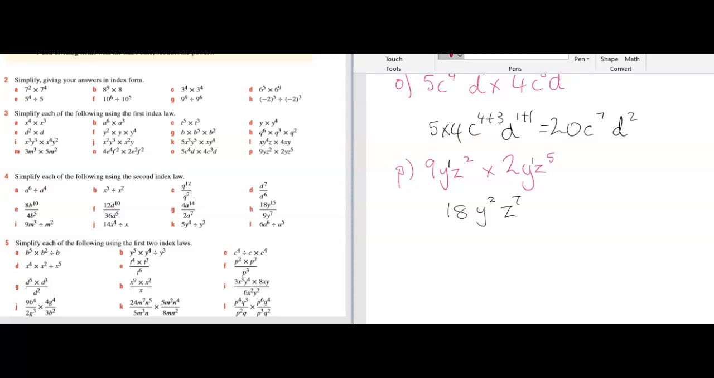Okay, let's go to question 4. So for question 4, we're using index law 2. So let's do some harder ones. Let's do E to begin with. 4b to the power of 5.